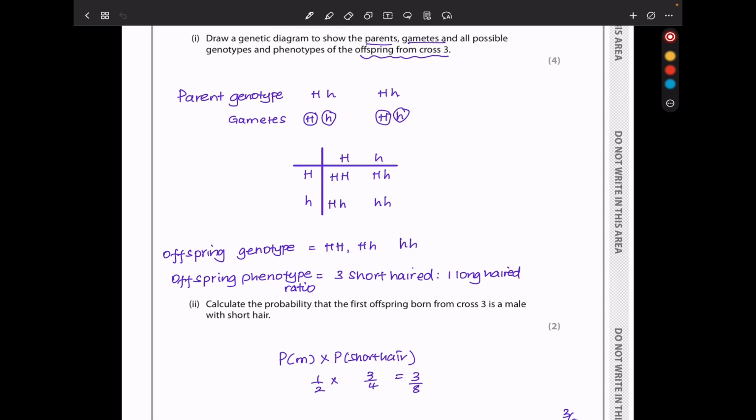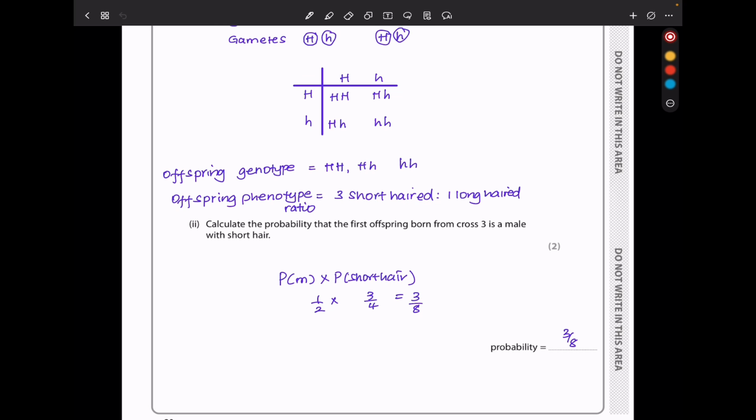Next they say, calculate the probability that the first offspring born from cross 3 is a male with short hair. This is going to equal to probability of male times probability of having short hair. Probability of a male is 1/2. And probability of having short hair is 3 out of 4 based on the genetic cross. So 1/2 times 3/4 gives us 3/8.